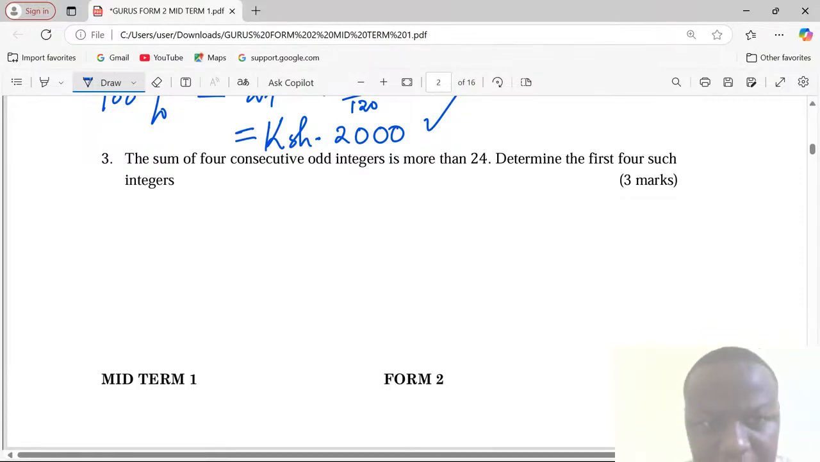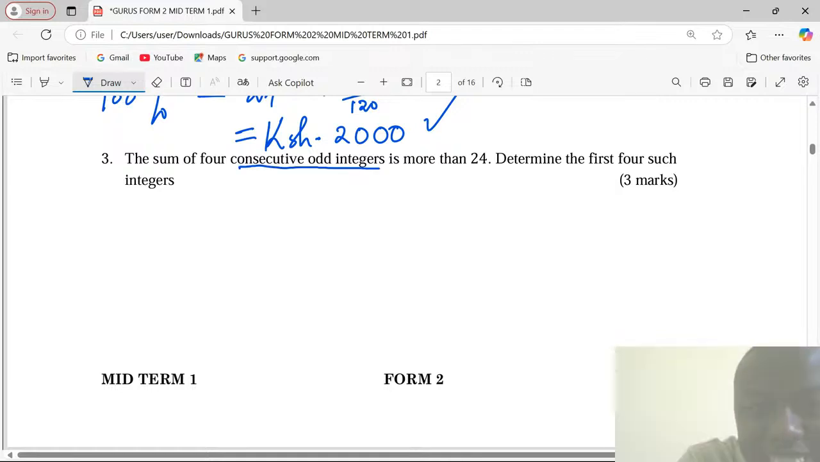Look at a simple question like number 3. The sum of 4 consecutive odd integers is more than 24. Determine the first 4 such integers.